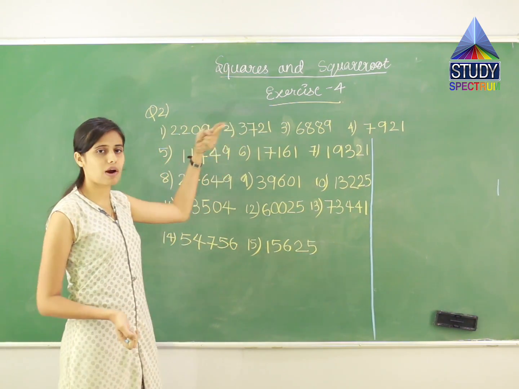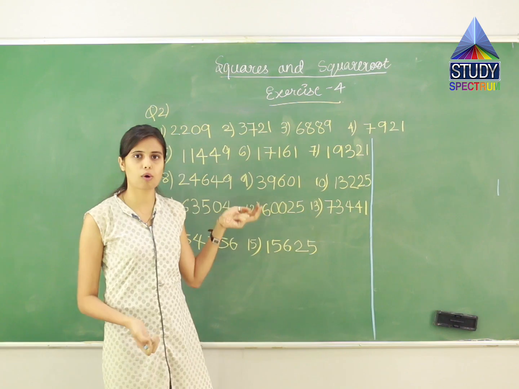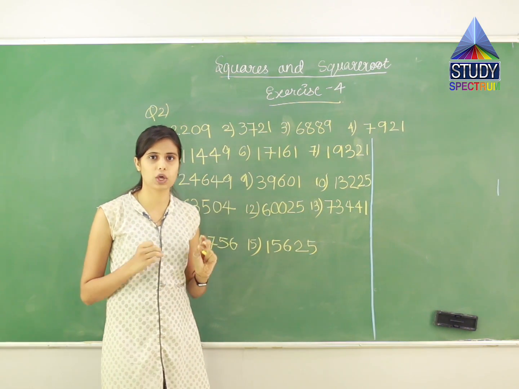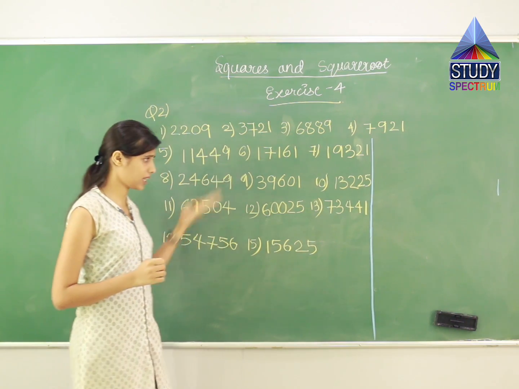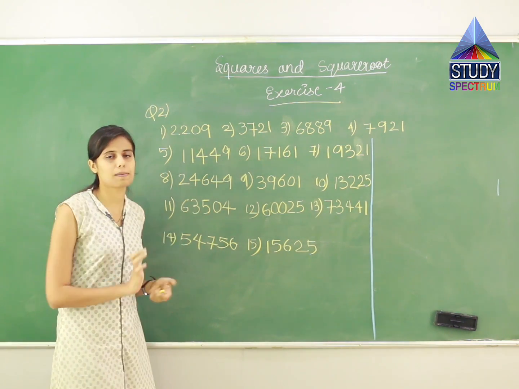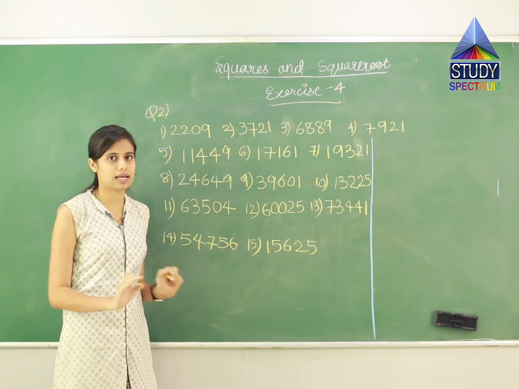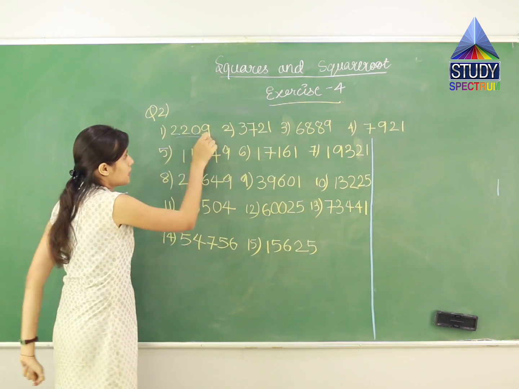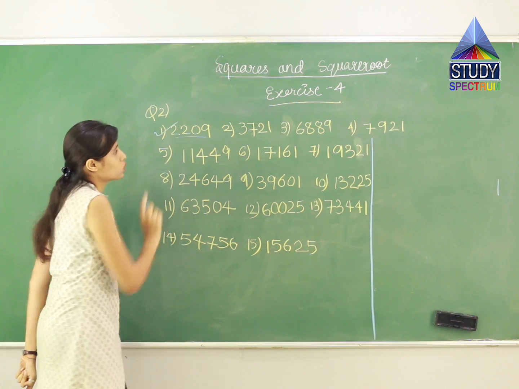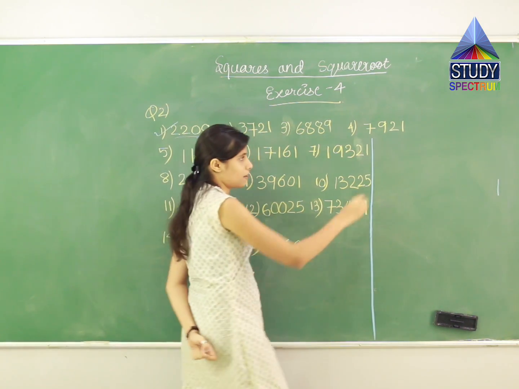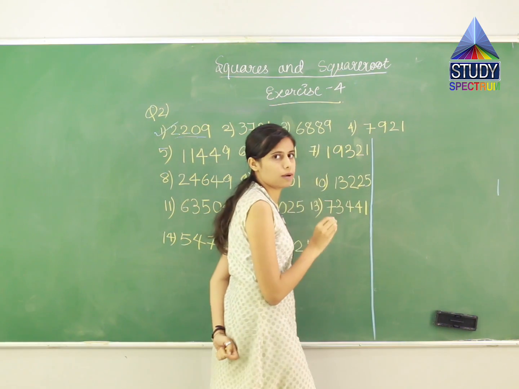It is not that you have to find the numerator first, then the denominator, and then the answer should be in the p by q form. In this exercise we just have to write the simple answer. This is the square root of which number? That's it. So write this number, first question, 2209, in the divisional bracket. Now let us draw the divisional bracket first.